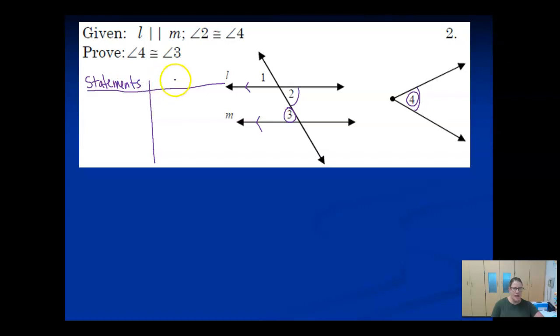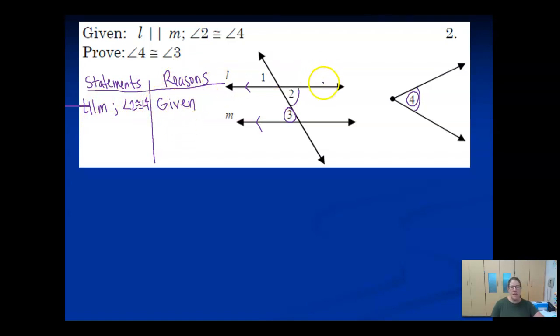And on this side, I'm going to be giving the reasons for those statements or claims, or the justification for those claims that I make. So the first line on your statements of your 2-column proof will always be the given information. So L is parallel to M, and angle 2 is congruent to angle 4. Okay, that is always going to be your first statement, and that's the given statement. So the reason that I can make that claim is because that was our given information.